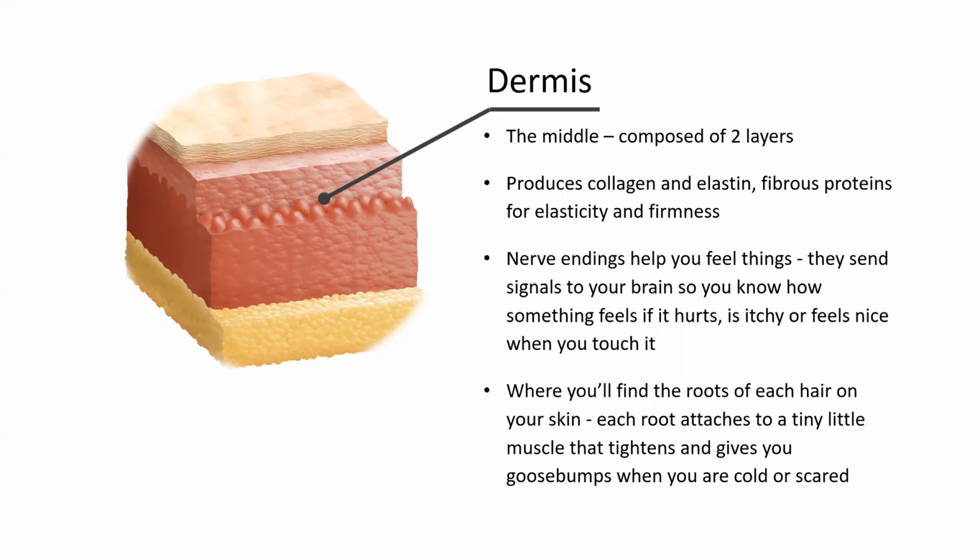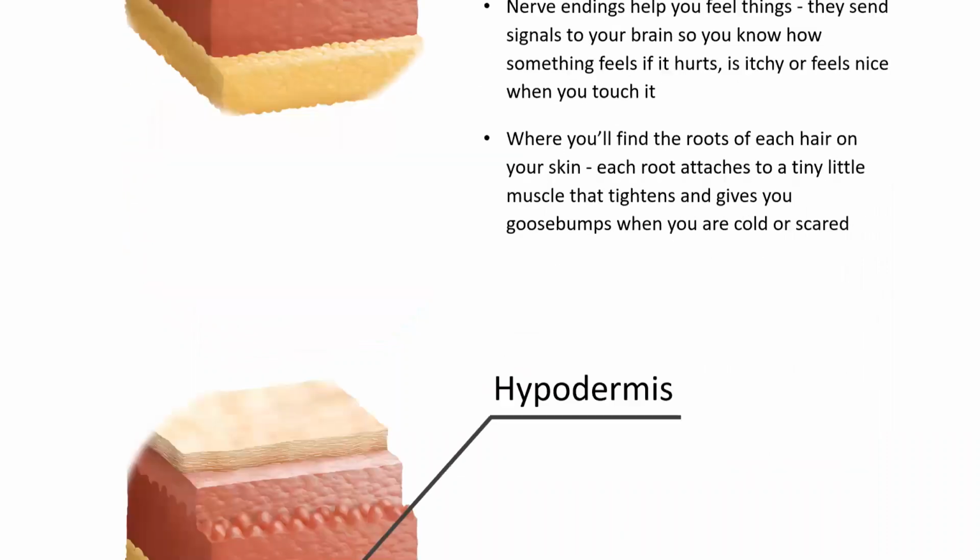And here's another really cool fact that I always like to point out. It's also where the roots of every single hair that lives on your skin live. Each root attaches to a tiny little muscle, right? And by the way, when that tiny little muscle tightens, that's what actually gives you goosebumps. Did you know that? How cool. So when you're cold or you get scared and you get goosebumps, it's a teeny tiny little muscle that's contracting, and that's pulling on the root, and that's what makes up goosebumps.